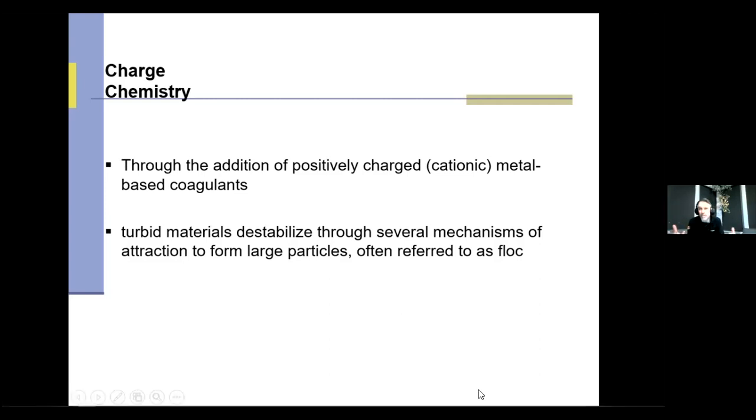When I do pull this stuff together, it creates these little tiny flocks, and that's what they call these things. When I start pulling these things together and make these fluffy little clouds, it's called floc. That's what we want, because that floc is going to get caught in our filters or get removed in some of the processes here that we'll talk about in a little bit. And that is charge chemistry.